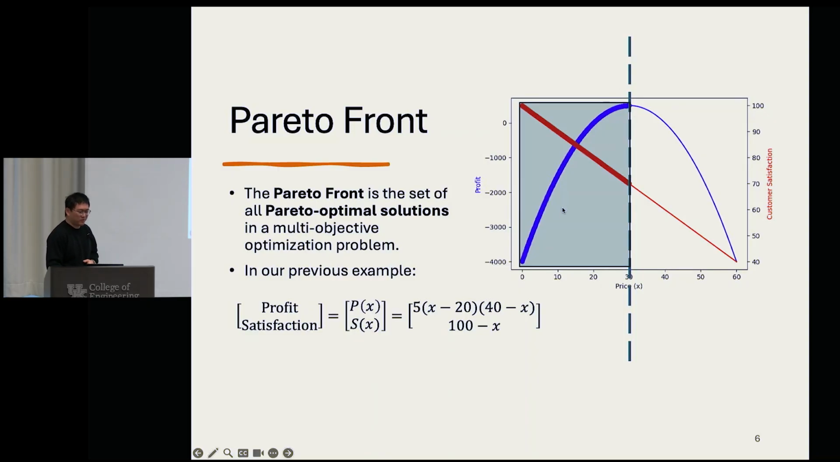If we apply the definition of Pareto optimality to this situation, we can see only this part belongs to the Pareto optimal points, because when the price is less than 30, you have to sacrifice one objective to increase the other objectives. So that's the part that corresponds to the Pareto optimal. And we call the set of all Pareto optimal solutions the Pareto front, because it is kind of a front, right? It's a surface of something.